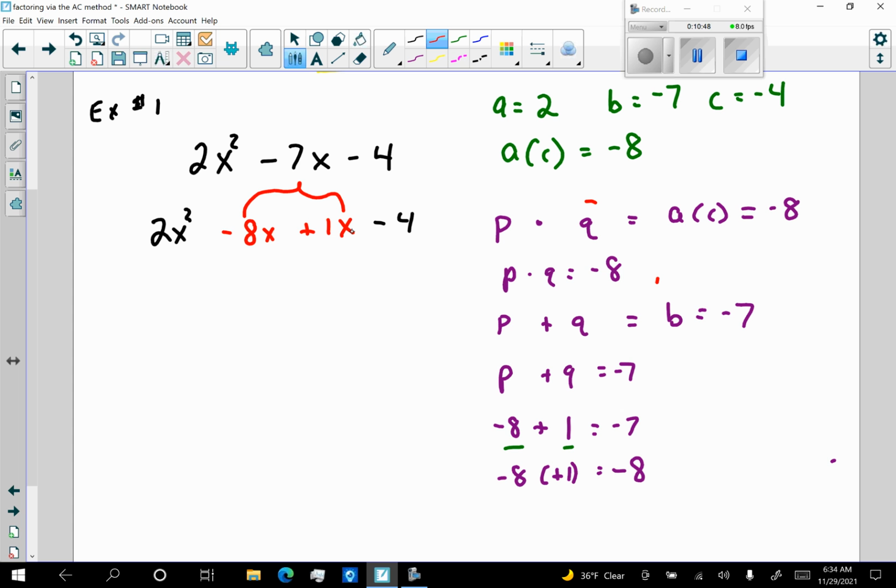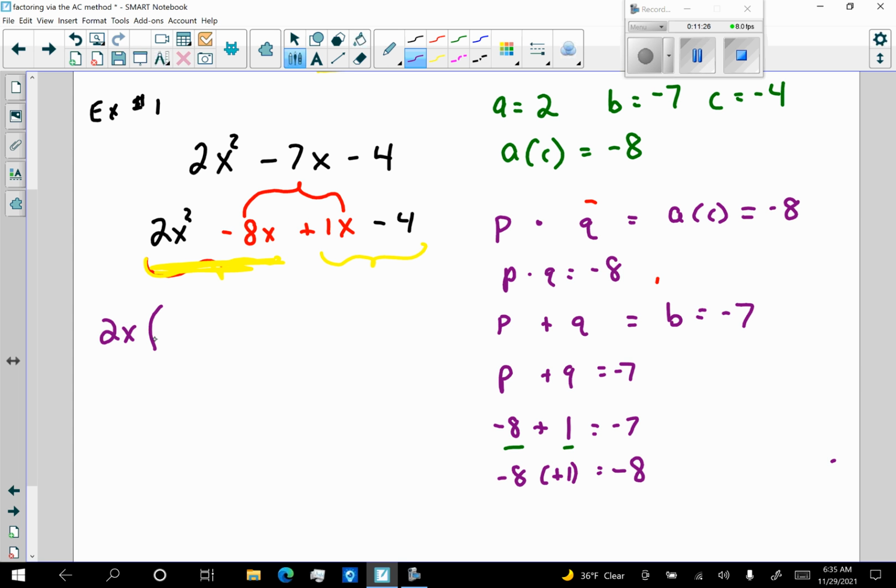So I found those two numbers p, q, and I used those two numbers to separate the linear term here in this quadratic. And now I'm only going to look at these two. Let me do this in yellow. And what I'm going to do is factor out the greatest common factor. This is called factor by grouping. So I'm going to look at these two numbers right here and ask, what's the greatest common factor of those two numbers? It looks like it's going to be 2x.